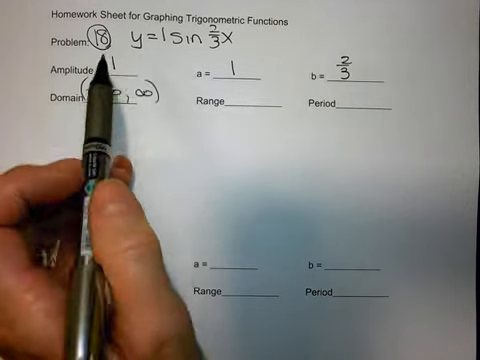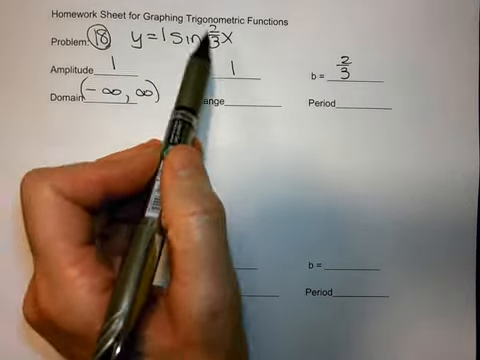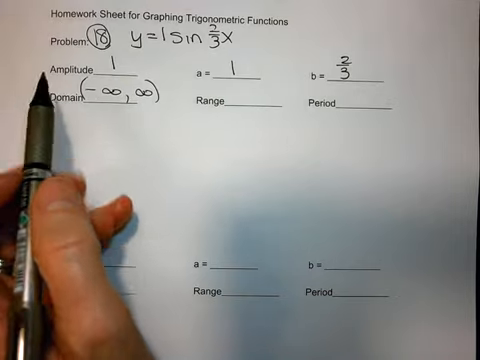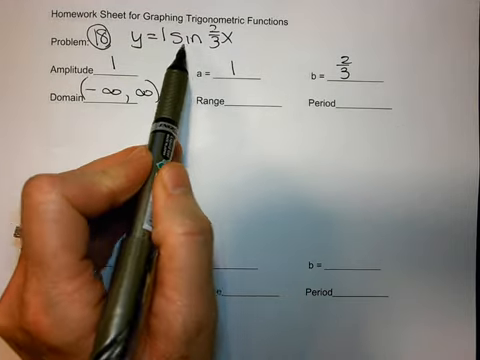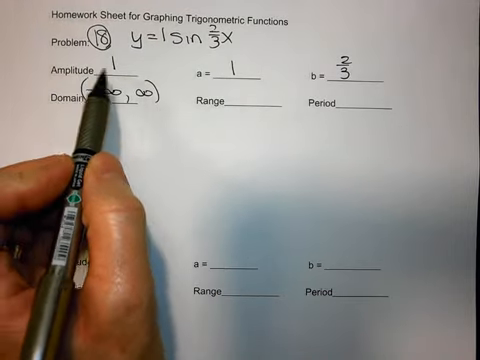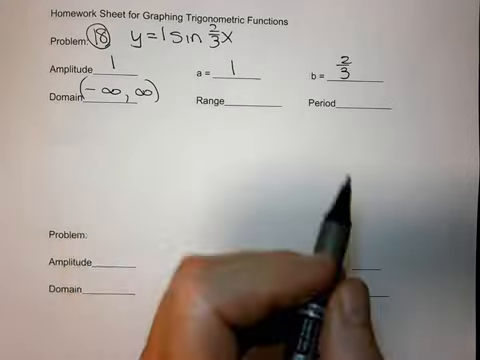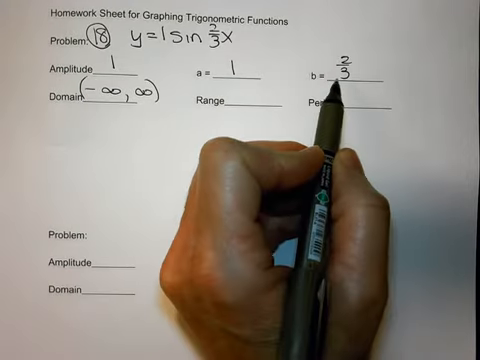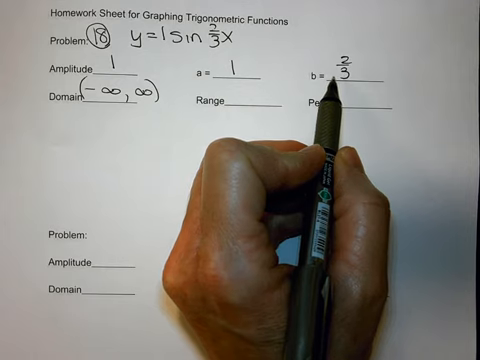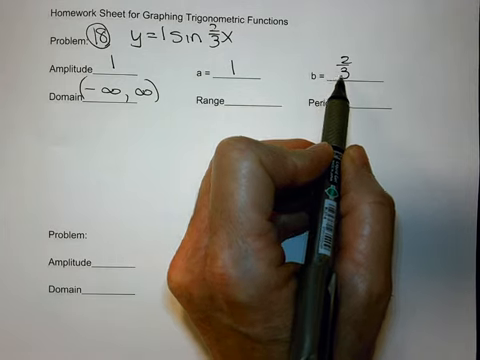Okay, so number 18 is y is equal to 1 sine of 2/3 x. So as before, the a, which is in front of the trig function, is the amplitude. That's the absolute value of 1, so it's 1. A is a 1, and then now b is what's going to change things. That is in front of the x.